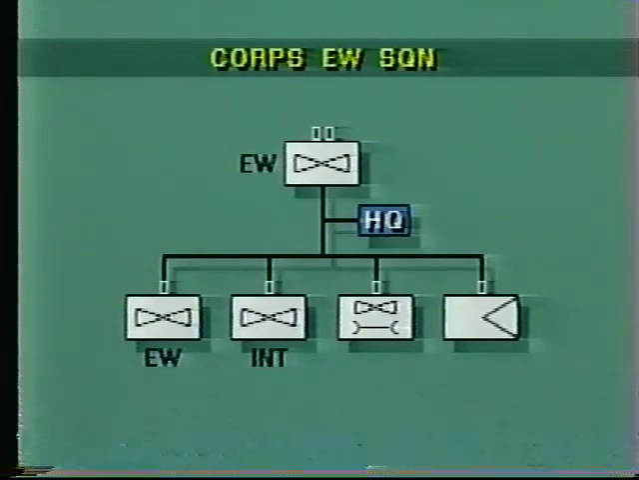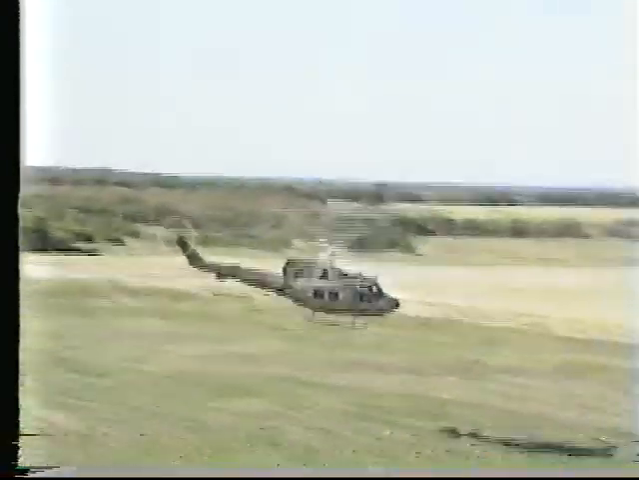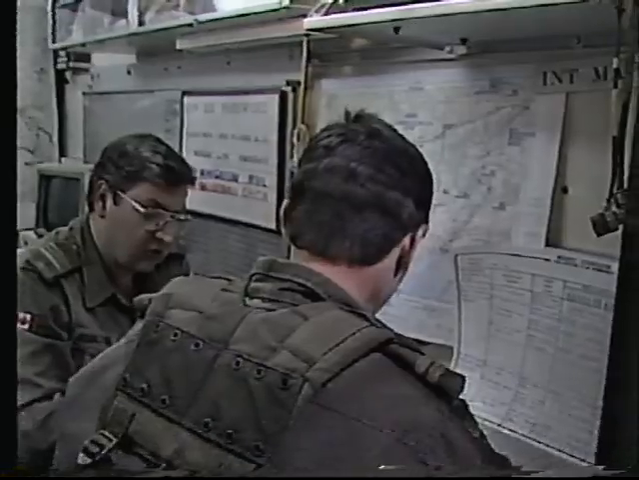Corps electronic warfare assets may operate in the division area conducting electronic warfare and intelligence collection missions. In such an instance, they would provide the necessary officer and communications to the Division Electronic Warfare Squadron or to the intelligence company.